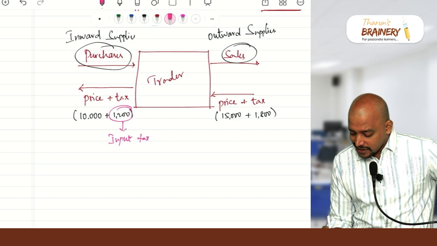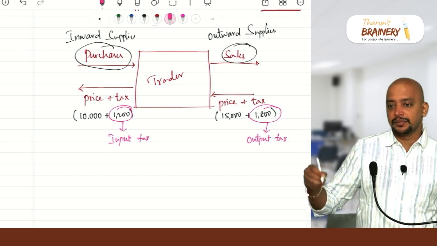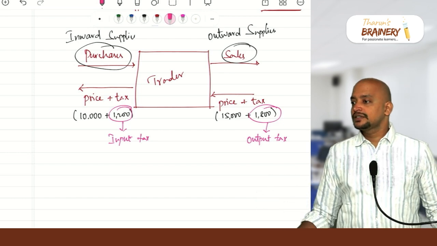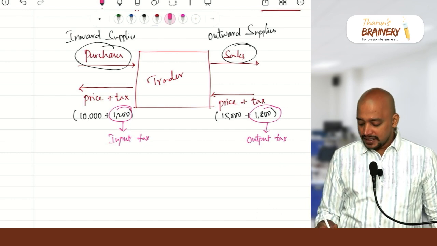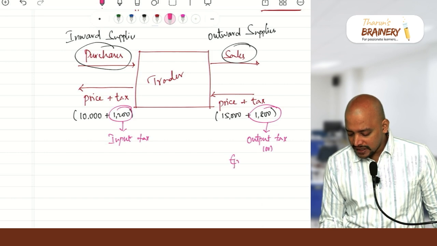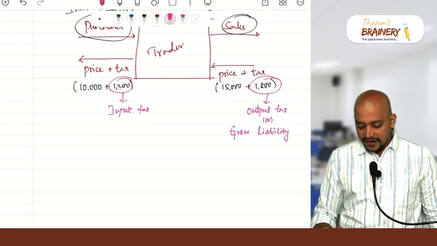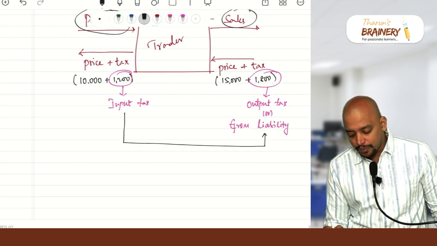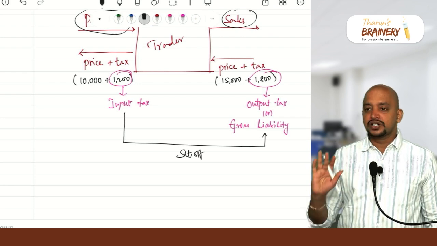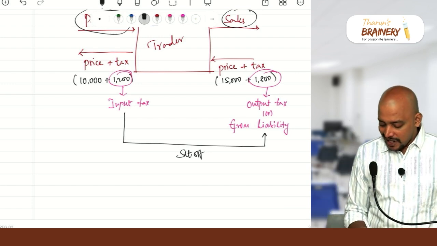Then this 1,800 is known as what? Output tax, tax on outward supplies. Is it clear? Tax on inward supply is known as input tax. Tax on outward supply is known as output tax. This output tax has got another name, that is gross liability. The output tax is known as what? Gross liability. Now, what we can do is that while making payment of this, we can set off the input tax with the output tax, so that the remaining amount is what we pay. So therefore, what is the net liability?